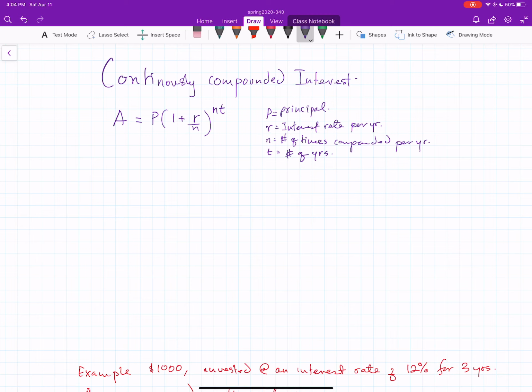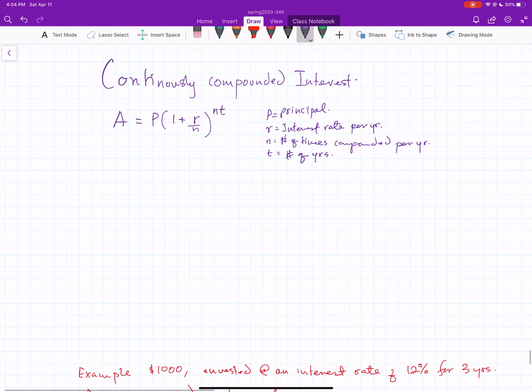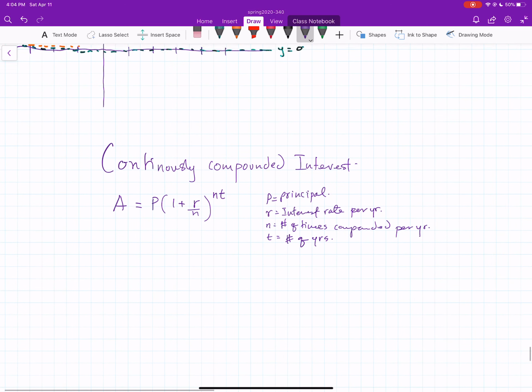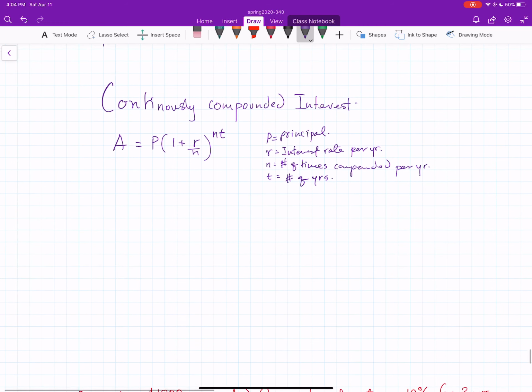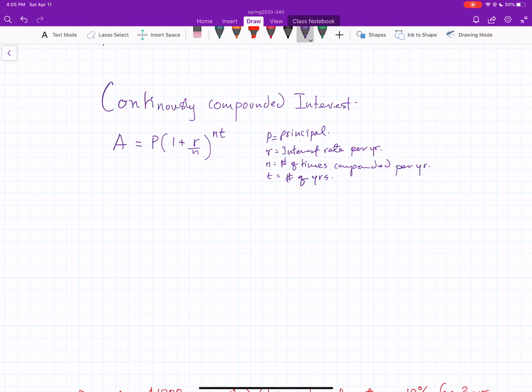And as you can imagine, it's got compounded interest in it, so it has to do with the formula that we derived last time about compound interest. And I have here the definition. So we said compound interest was defined as P times (1 plus R over N) all raised to the NT, where P was the principal, R was the interest rate per year, N was the number of times compounded per year, and T was the number of years.